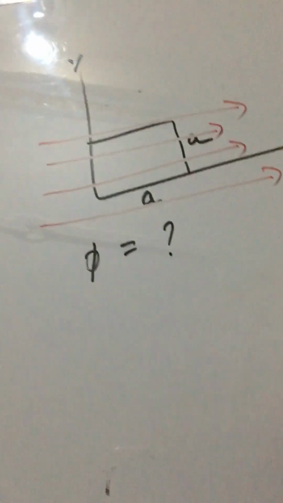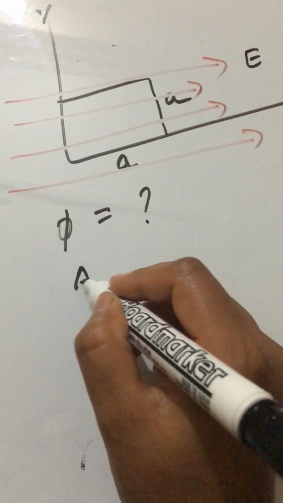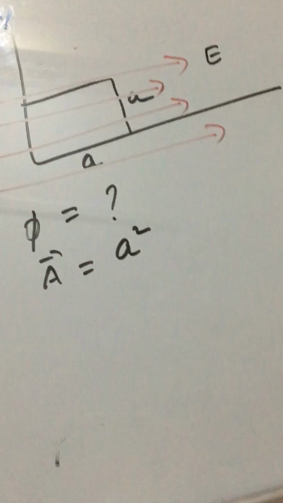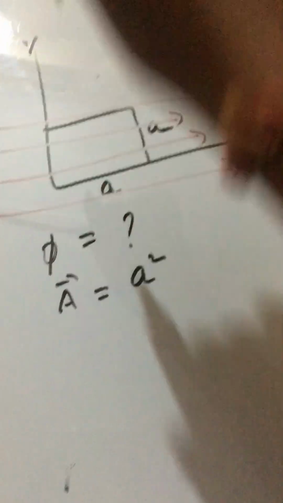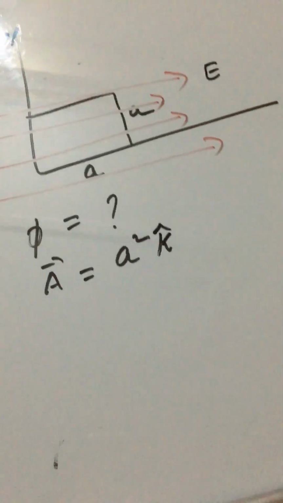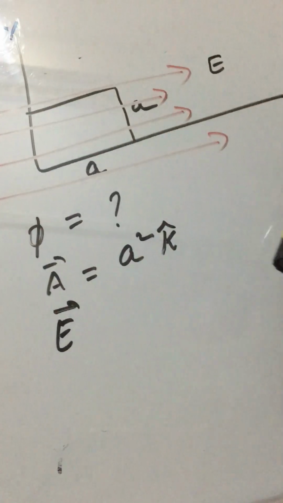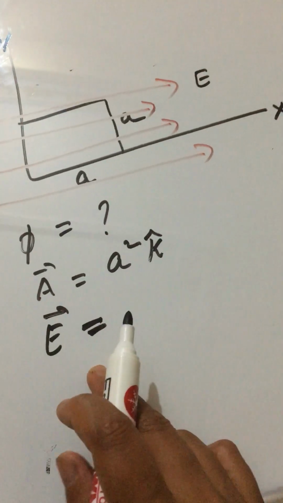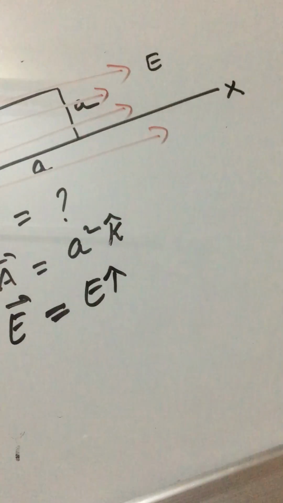The electric field is uniform. Then what is the area vector? The area vector is a squared. What is its direction? The area vector should be normal, right? Normal is what? The k vector, right? Then the electric field is directed along where? Along the x-axis, right? And the x-axis is given by i cap.